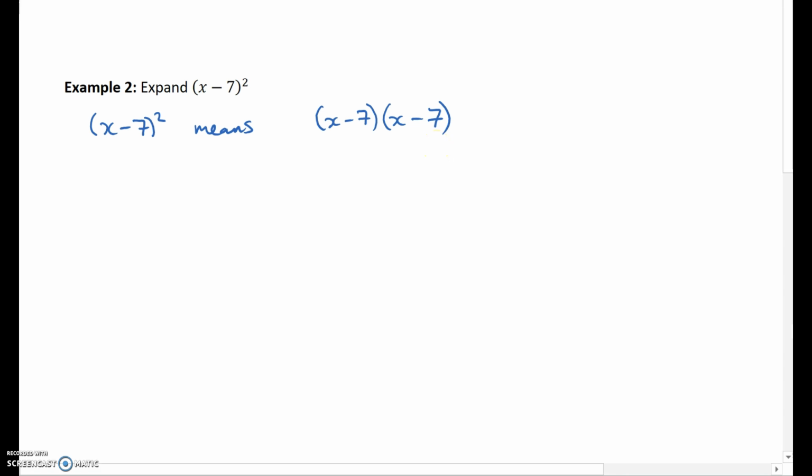Okay, so if we do that, the way you said in the last example, F, O, I, and L, well, the first term in each parenthesis is x. The first one here is x, the first one here is x, so that's x by x. The outsides, remember the outsides are pointing away from the middle towards the edges, and that's going to be x is on the outside of the first one, negative 7 is on the outside of the second one. The insides, the piece that's nearest the middle is going to be negative 7 there. And here the piece nearest the middle in this one is going to be the x.